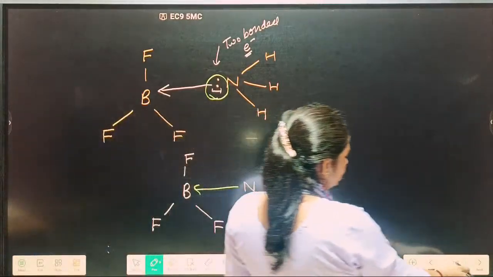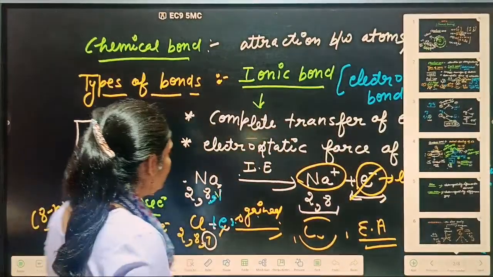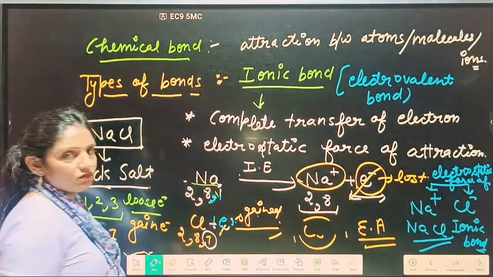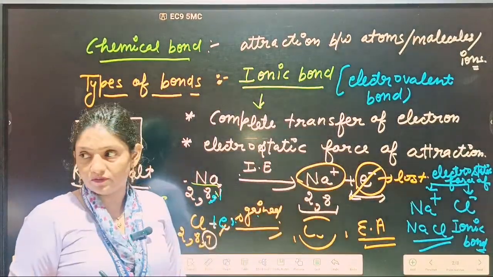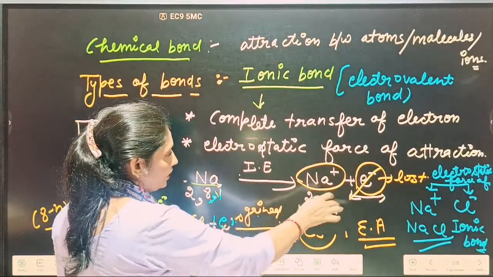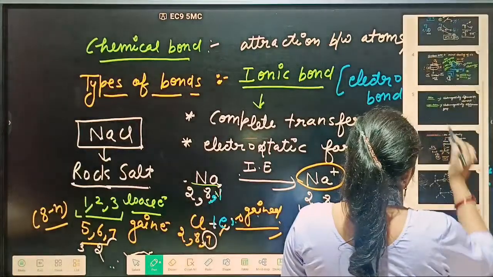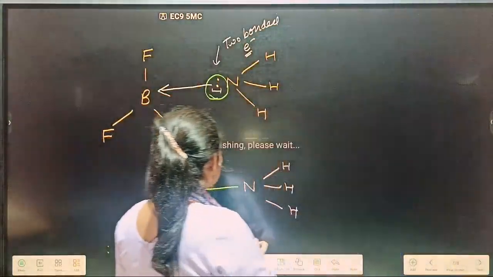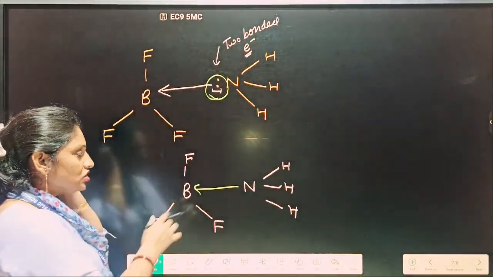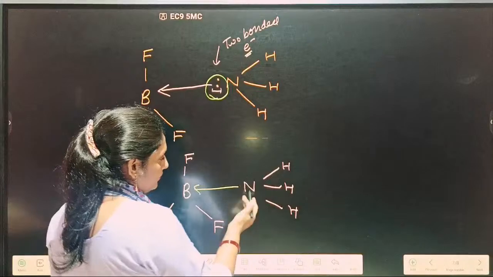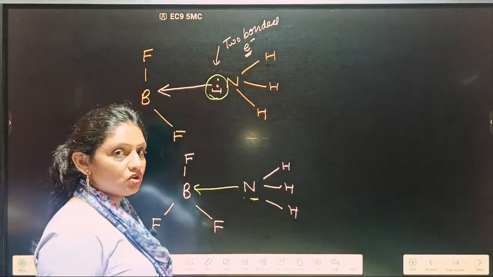In the case of an ionic bond, you have already seen that sodium is giving the electron to chlorine on a permanent basis. Okay, so it is a complete transfer of electron. But here this nitrogen is forming a bond with boron. It is just sharing, and the sharing is done by this nitrogen only. So here one-sided sharing is taking place.